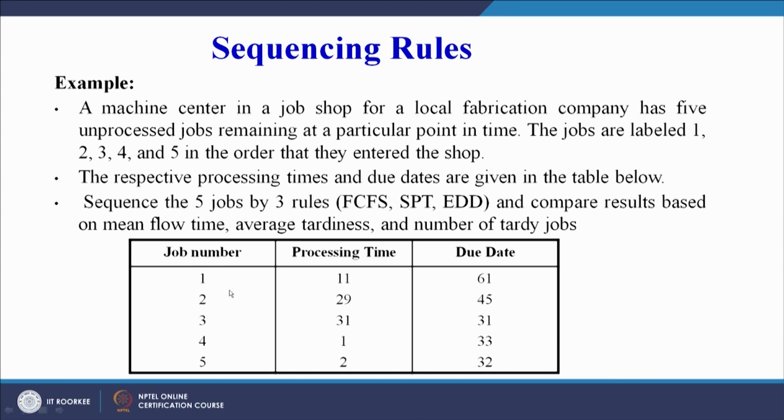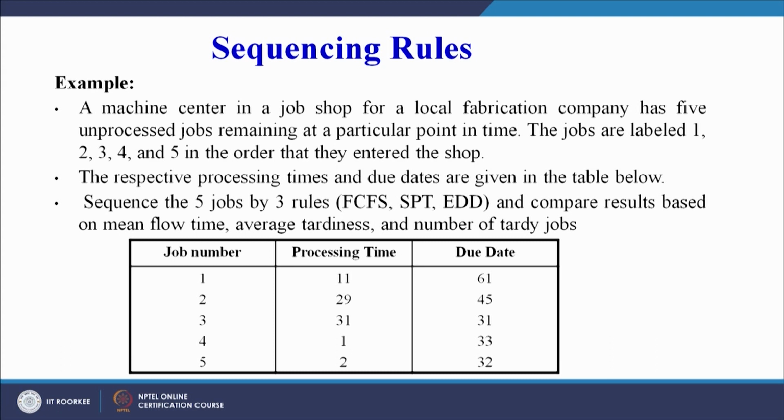We have job numbers 1, 2, 3, 4, 5 in the order they arrived at the shop floor. Processing time is 11, 29, 31, 1 and 2, and due date is 61, 45, 31, 33 and 32. Basically it is not exactly the date, it is the time remaining, the due time for delivery, which can be in number of hours. So the due time is the time by which the jobs must be completed.